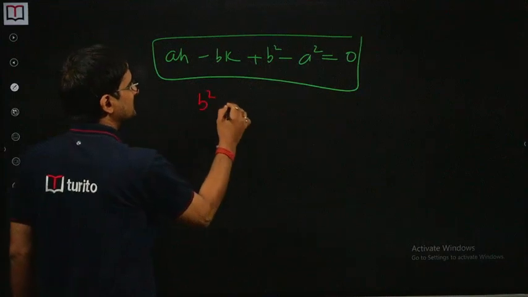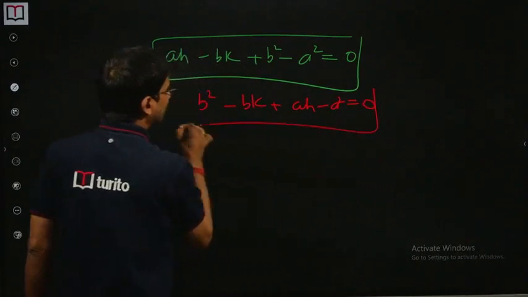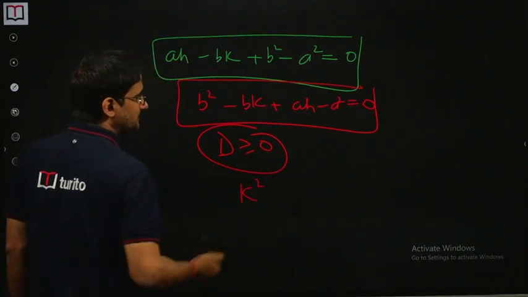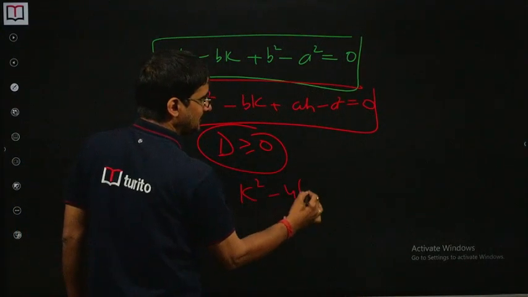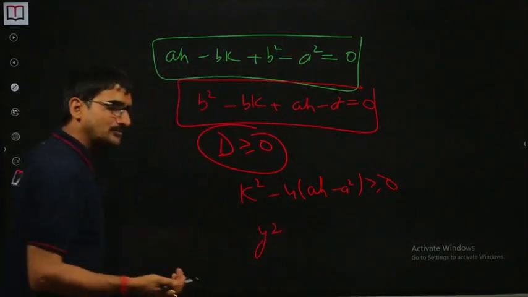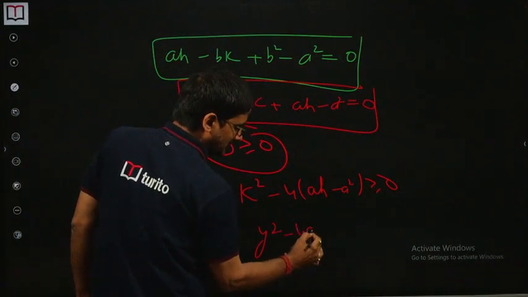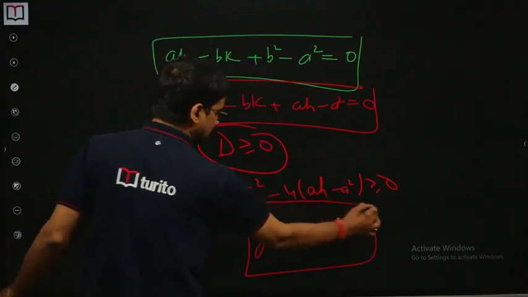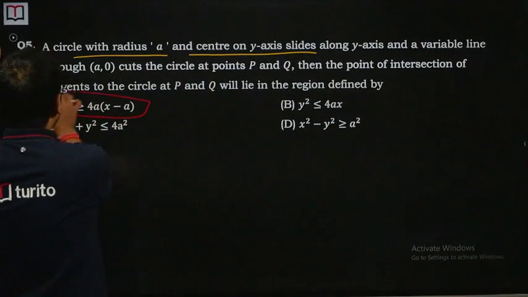So then I realized that we can use the condition for real roots of a quadratic in b, that is D greater than or equal to 0. That gives us a region. The coefficient of b square is 1, so k square minus 4 times (ah minus a square) is greater than or equal to 0. Replacing k by y and h by x, that's what we do: y square is greater than or equal to 4a(x minus a). That should be one of the options for sure, and I think that's the answer.